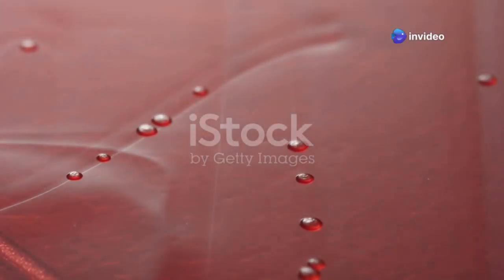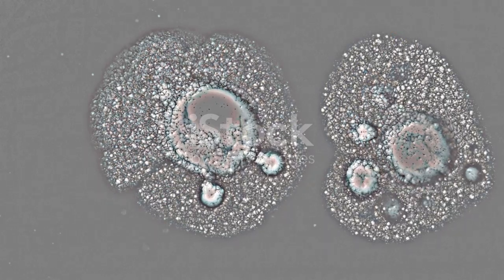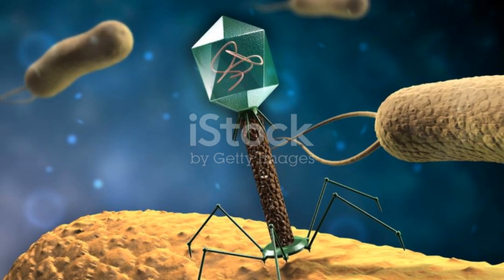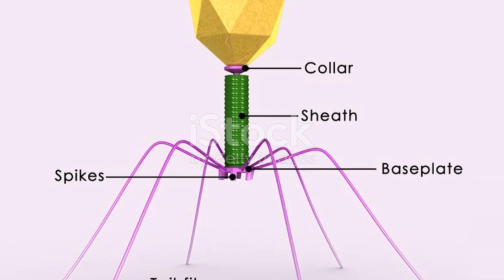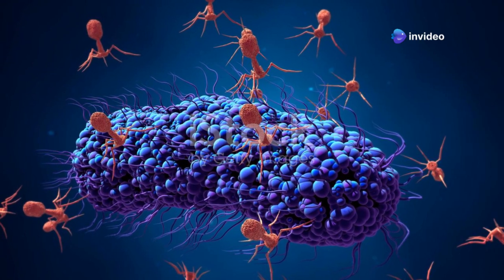The lysogenic cycle is another way phages replicate. It's different from the lytic cycle. In this cycle, the phage doesn't immediately kill the bacterium. The phage integrates its genetic material into the bacterium's DNA. This genetic material is called a prophage.